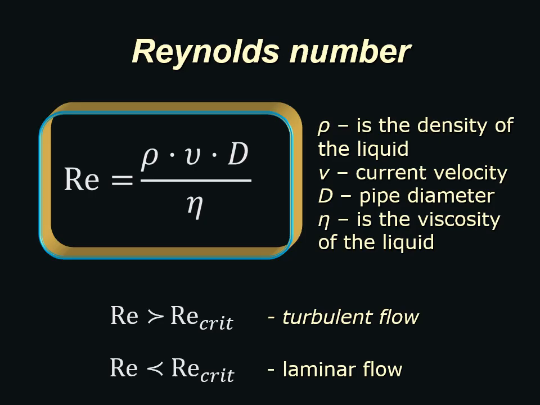If the obtained number exceeds the critical number, then the movement in this section of the pipe is considered to be turbulent. If the obtained number is less than the critical one, then the flow is considered to be laminar.